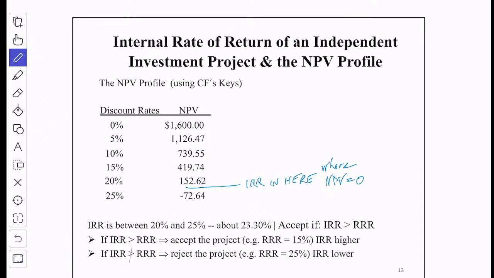So it turns out that it's in here, 23.3% is the IRR. And it's the return on the investment. Okay, it's the return on the investment, and as long as that's bigger than the required rate, you should invest in the project.